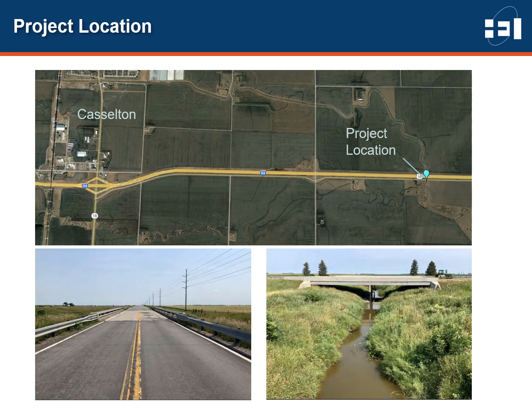As previously stated, the project is located on Highway 10 just south of Interstate 94. The structure is located 4 miles east of North Dakota 18 over Swan Creek between Mapleton and Casselton. The project limits would extend approximately 250 feet east and west of the structure.